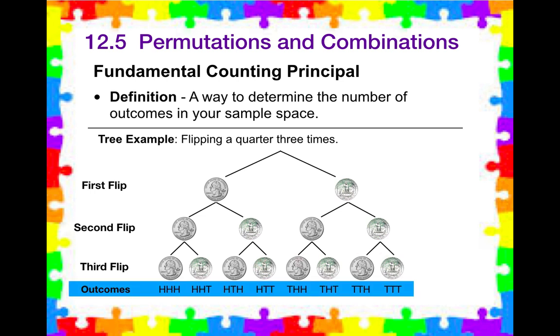If we follow this pattern all the way down to the bottom, we could have all heads: head, head, head, or head, head, tail. We could have head, tail, head, or head, tail, tail. And the same thing when we follow down this other path. We could have tail, tail, tail. All of these create outcomes.